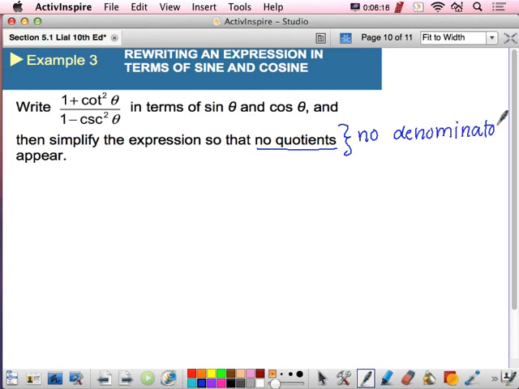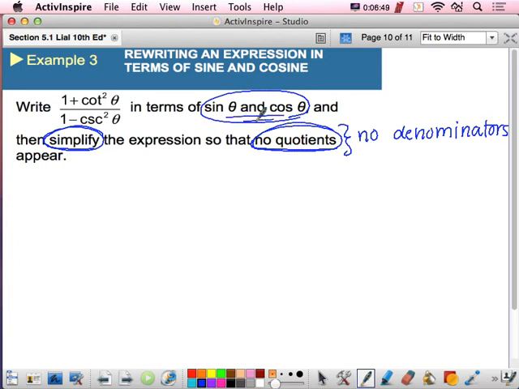So it's a multi-step thing here. So the first thing it wants you to do is change it all to sines and cosines. Then it wants you to perform some algebra and simplify it. And then it wants you to clean it up so that there are no quotients. So that's a lot of things it wants us to do. So we're going to start with the problem 1 plus cotangent squared of theta over 1 minus cosecant squared of theta. The first thing we're going to do is change all of our trig functions to sines and cosines. That's what it told me to do. It said put it in terms of sines and cosines.